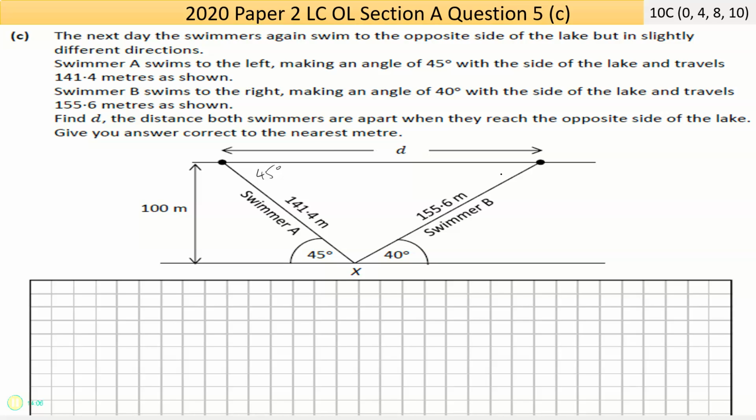Okay. Now if that's 40, I know this is 40 as well. So I actually know a whole pile about that triangle. I know that's 45. I know that's 40. Now if that's 45 and 40, that's 85. Take it from 180, the angle there is 95. Now one thing that it's not is a right angle triangle. This side here is 141.4 and this is 155.6.